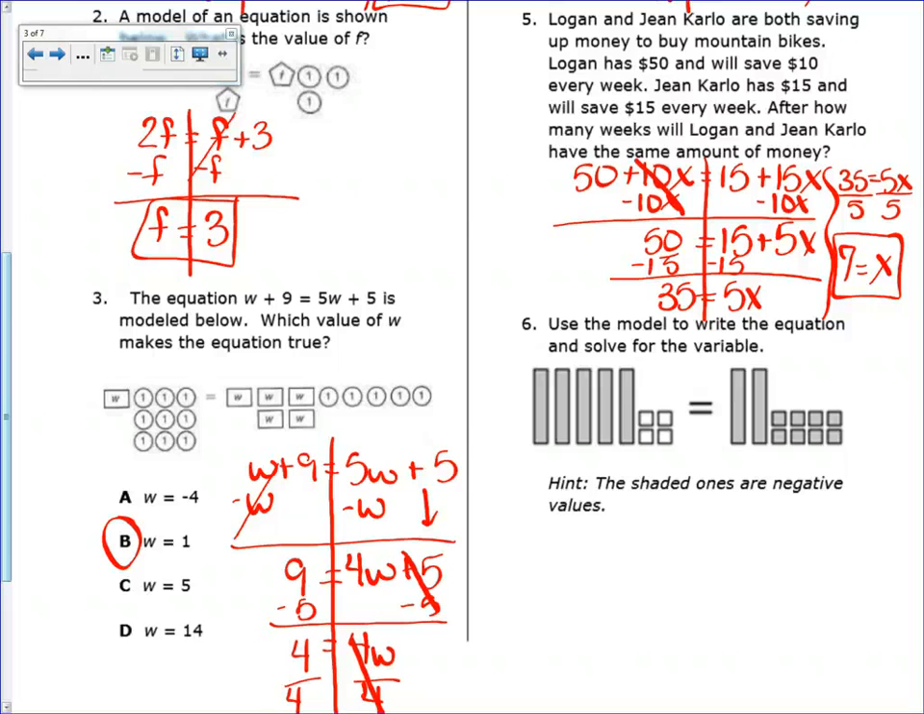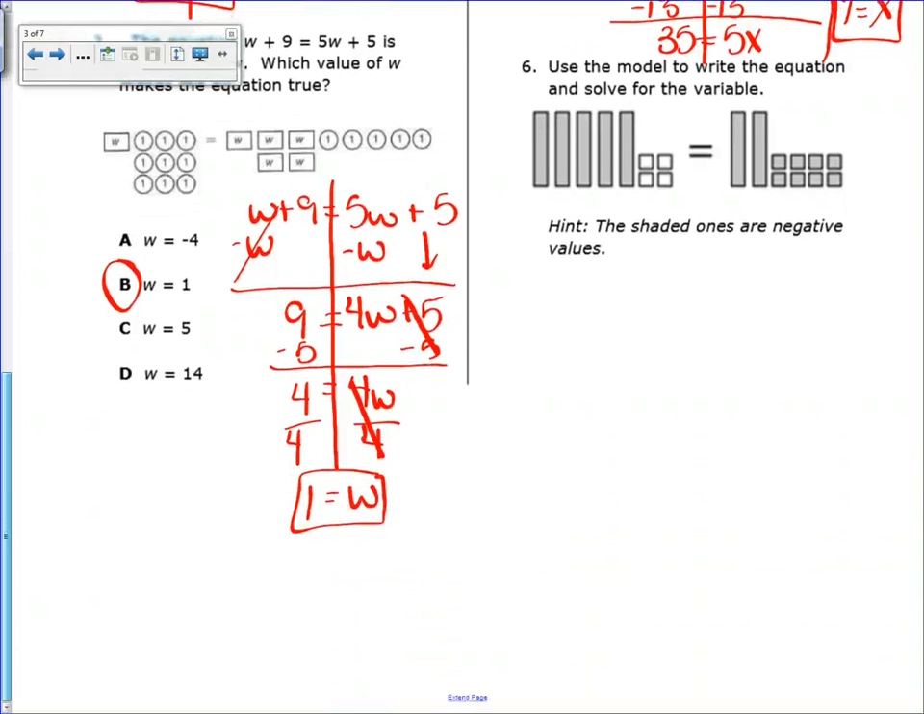Number 6. Use the model to write the equation and solve for the variables. Hint, our shaded ones are negative. So I've got 5 shaded x's, so that's going to turn into negative 5x. I've got 4 counters, and they're positive, so plus 4, equals 2 negative x's, so negative 2x, and 1, 2, 3, 4, 5, 6, 7, 8 negative counters, so minus 8.